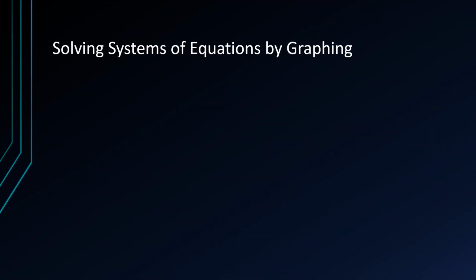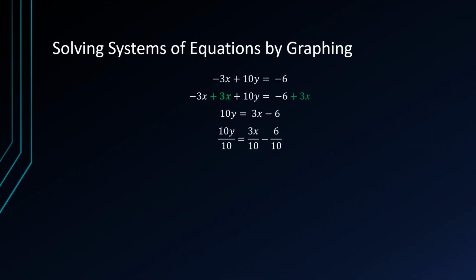The second equation is more of the same work. I'll just put down the steps right here. So we'll get our second equation in slope-intercept form as y equals 3/10 x minus 3/5.